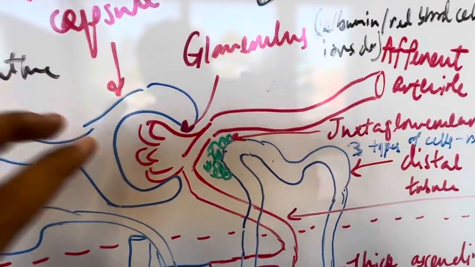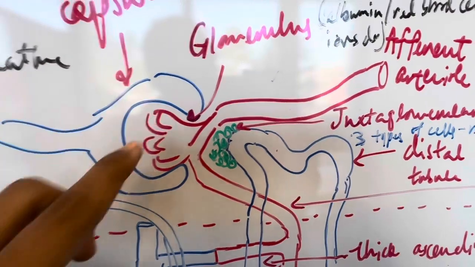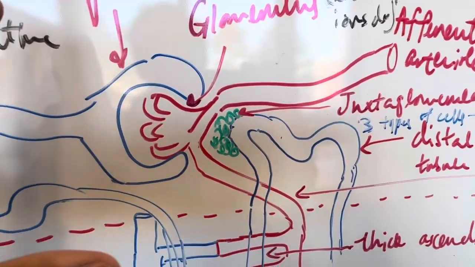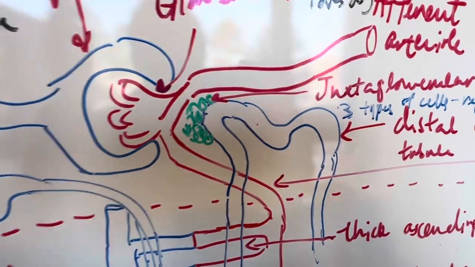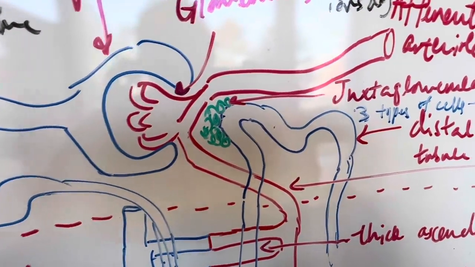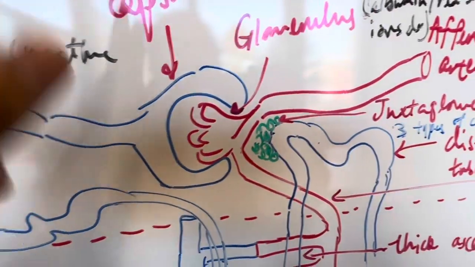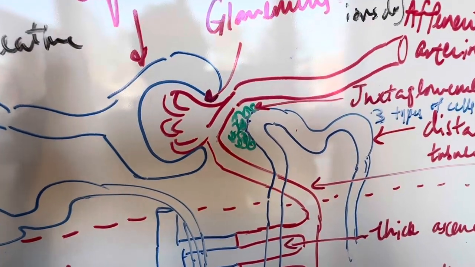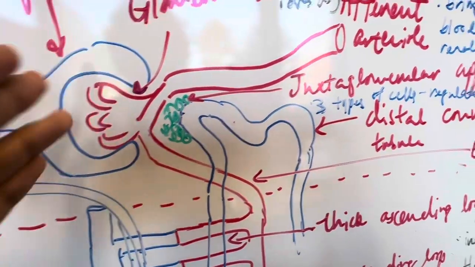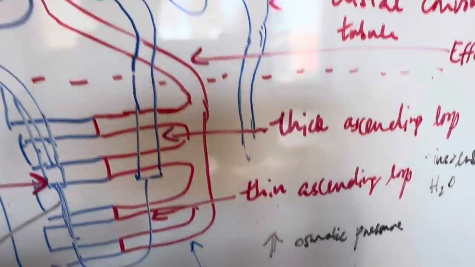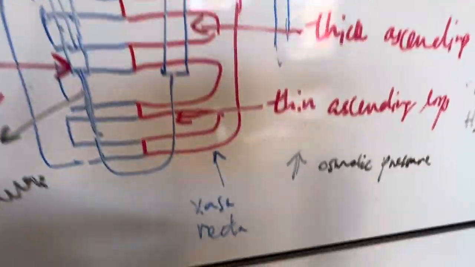as a filter. So at the glomerulus, small positively charged ions will pass through and go to the Bowman's capsule, while large protein molecules like albumin and red blood cells will not pass through. So 20% of the blood will be filtered and enter the Bowman's capsule, while the rest, the 80% of the blood, will not and goes through the efferent arteriole to the vasa recta.